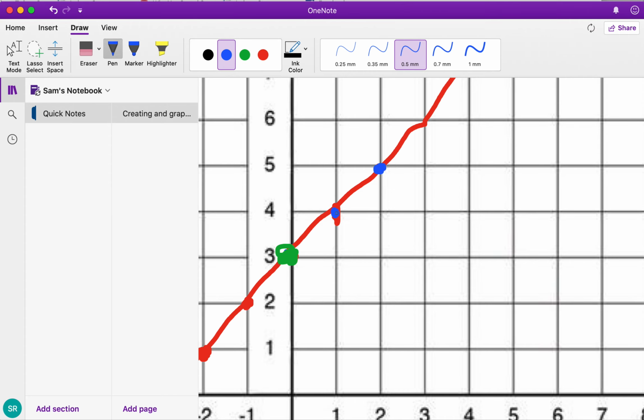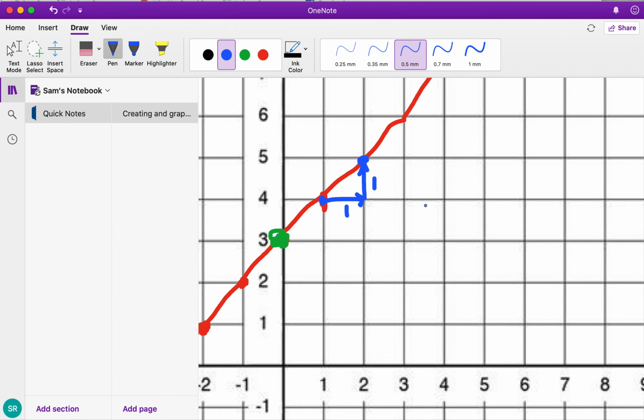So we can see right here, as x goes up by 1, y also goes up by 1. So our change in y was 1, and our change in x is 1. So it would be 1 over 1, which would give us a slope of 1. Slope equals 1. So hopefully that makes sense. We're going to try another example right over here.